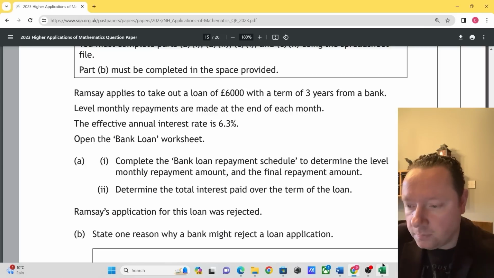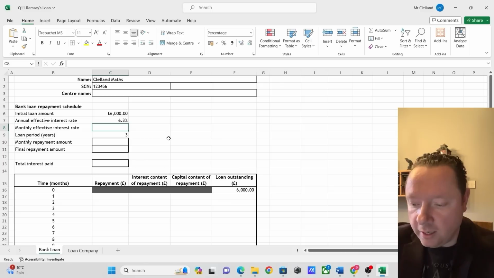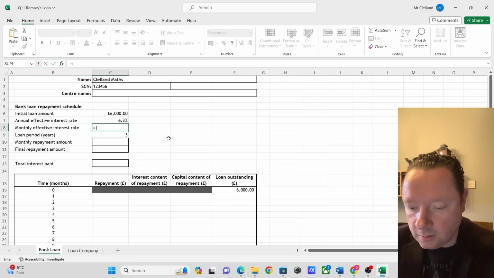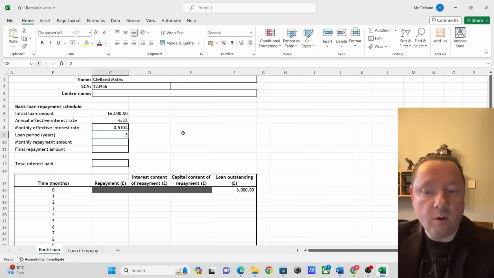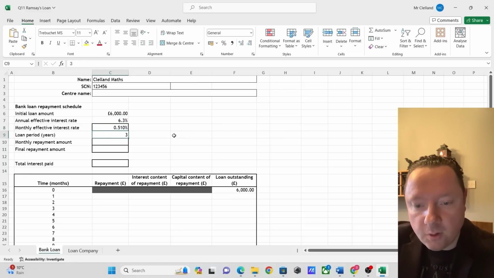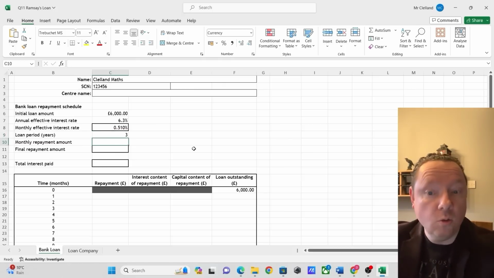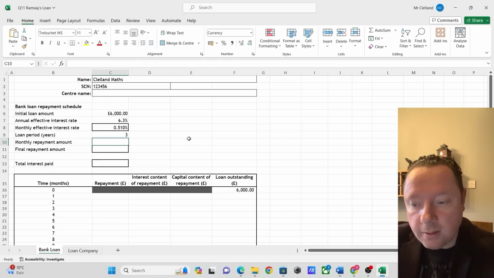Okay, so monthly effective interest rate equals 1 plus $C$7 to the power of 1 over 12, and then we need to take away 1 again to get it back to the interest rate, so minus 1. And we get 0.510%. The loan term was 3 years. The monthly repayment amount, well, we don't know that, so we're going to do a goal seek in a minute to find it out. So let's just pick a monthly repayment amount of, say, £200 for the sake of argument.